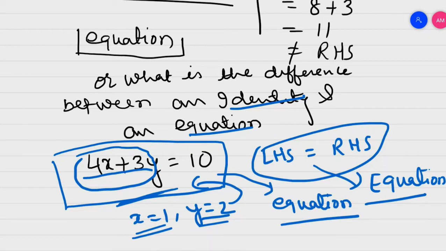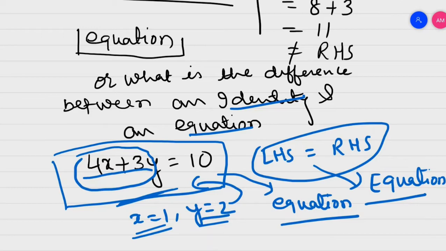of x and y. But when you talk of an equation which holds true for all the values of x and y, or whatever the variables are given, then you say that it is an identity. You can say, what is the example of an identity?